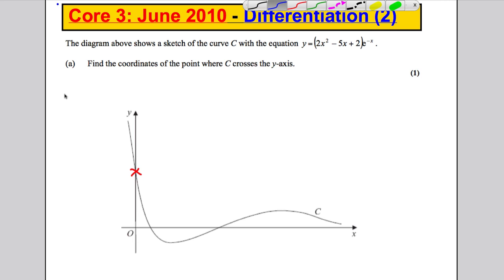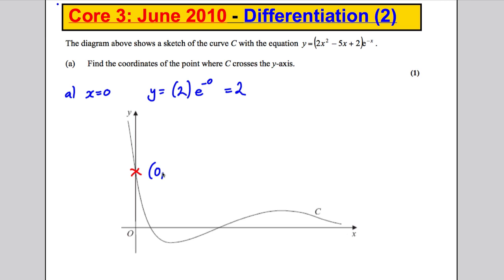So for part A, for an absolutely easy mark, you let x be 0, and then y would be equal to 2 times 0 squared minus 5 times 0 plus 2, so we'd have a 2 there, times e to the negative 0, and that would be 2. The coordinate of this point is therefore (0, 2), and you're done. Do state it as a coordinate. It did not ask for the y value, it asked for the coordinates, so state them.